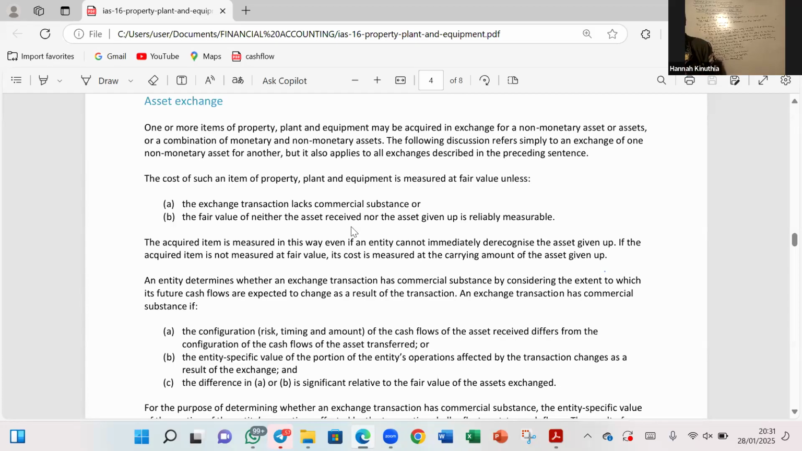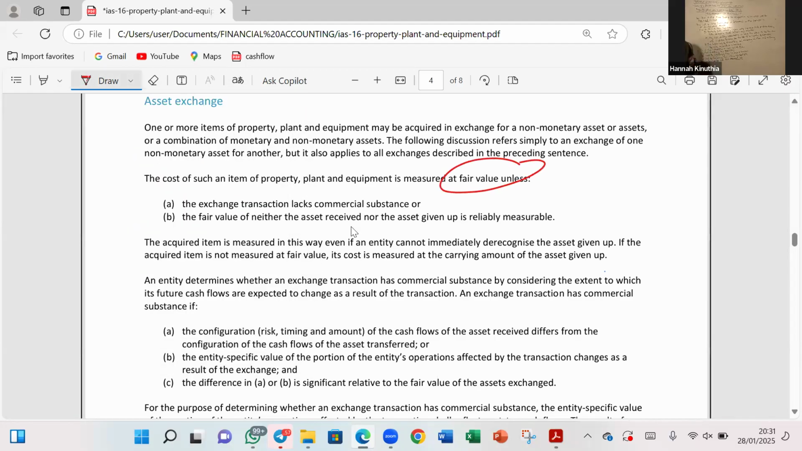Now, when you're doing an asset exchange, the cost of that PPE will be measured at fair value and not cost. So underline the word. So let me show you here. You can see that one. Now it is measured at fair value and not cost. Remember, on the other side, we said when we measure PPE, it is measured initially at cost. But when you're doing an exchange, then it will not be measured at cost, but it will be measured at the fair value. So that's what you need to know about the exchange.